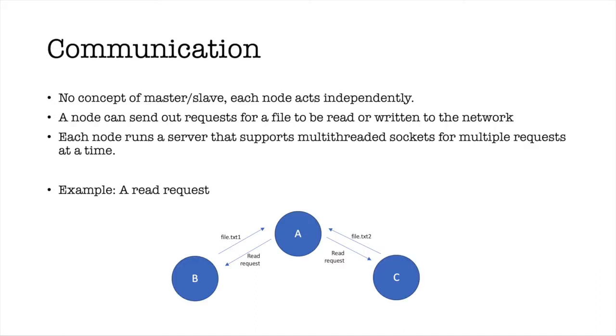Communication. In our network, there's no concept of a master-slave. Each node acts independently. A node can send out requests for a file to be read or written to the network. Each node runs a server that supports multi-threaded sockets for multiple requests at a time. As you can see from the example, node A performs a read request and broadcasts the read request across all the other nodes present in the network, and the other nodes send shards of that file back to node A. Hence, node A will have its complete file.